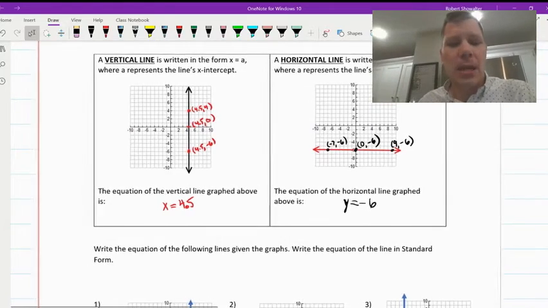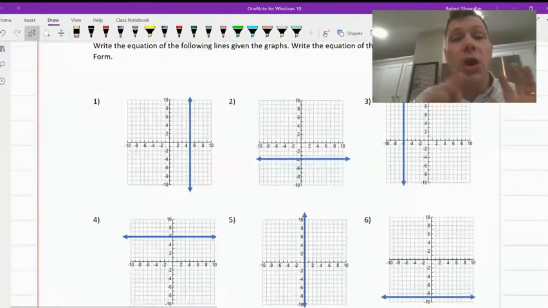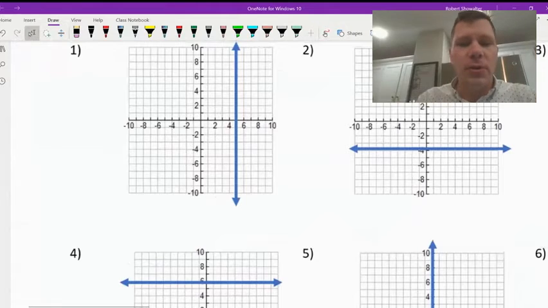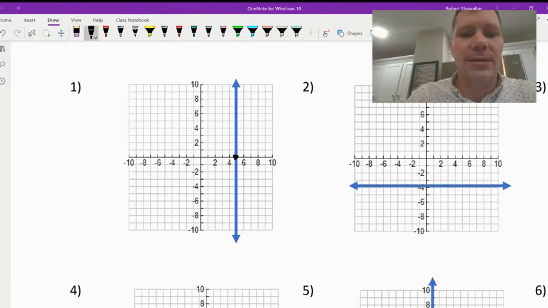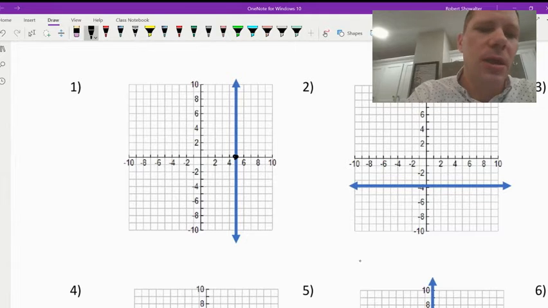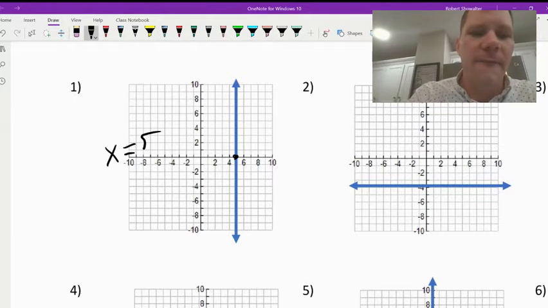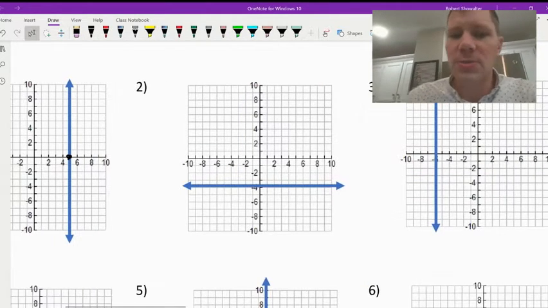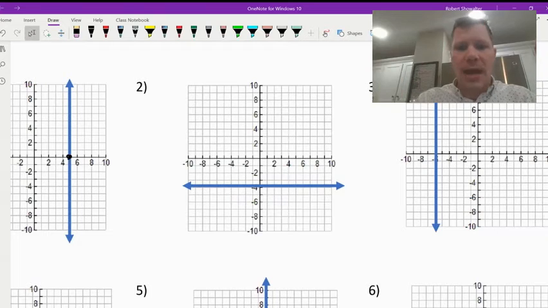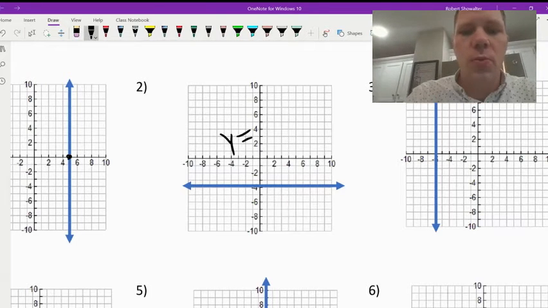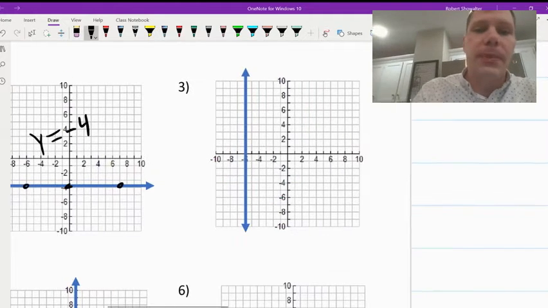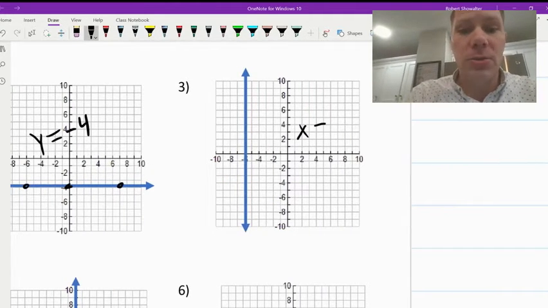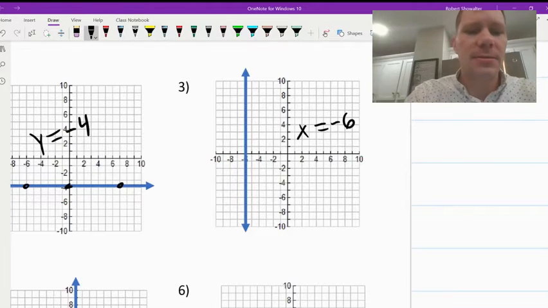Here we go. Let's dig in. So when we turn around, we are going to do number one. It's a vertical line, so it's an x equals equation, and we figure out where that crosses the x-axis. That's probably the easiest spot to look. So this one's going to be x = 5. Okay, what is this one? Horizontal line. Horizontal is going to be y equals whatever that y coordinate is that it shares between all of the points on it. y = -4. Keep going. x equals, because it's vertical, -6.